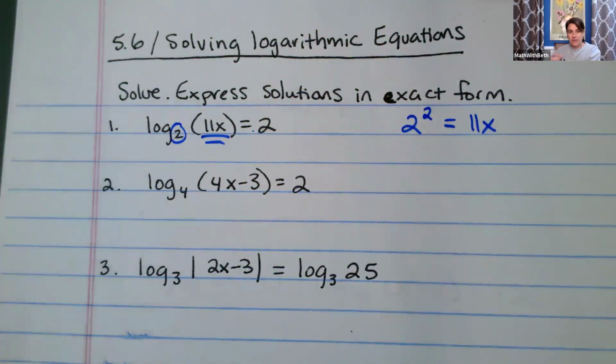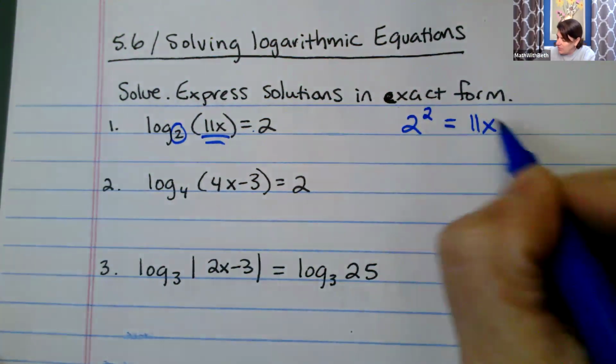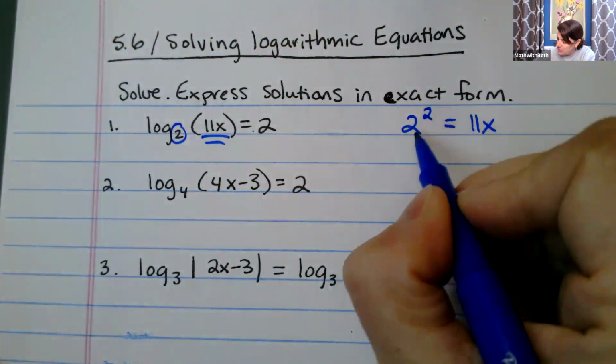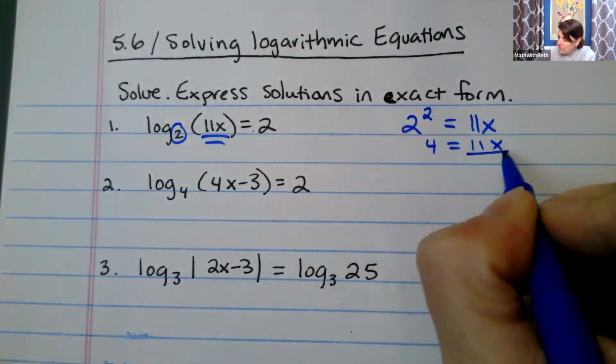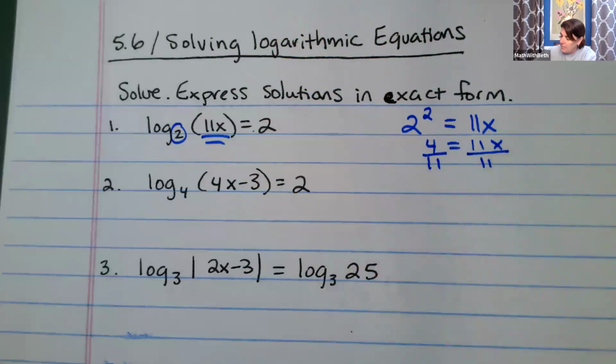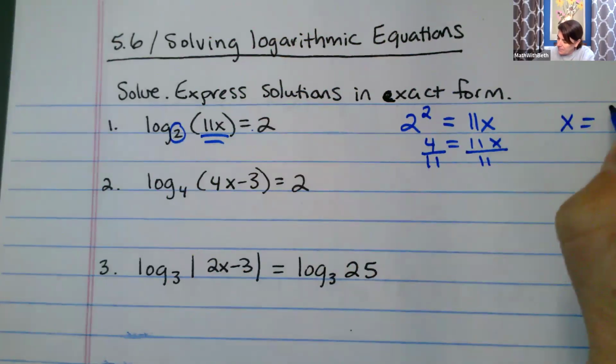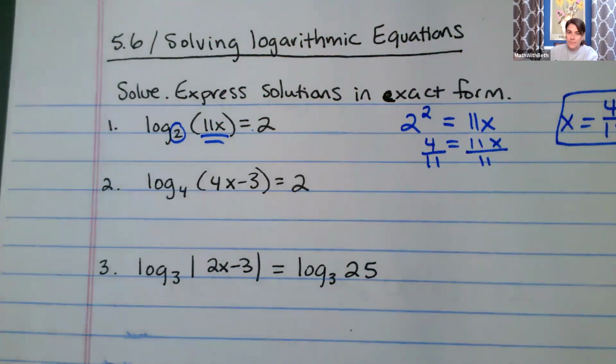Okay, so first, again, it just takes practice knowing where to put everything. So once you do that, then look at what you have. Well, we have 2 to the second, which is really 4. And now to solve, all I would need to do is divide by 11. So x equals 4 over 11.